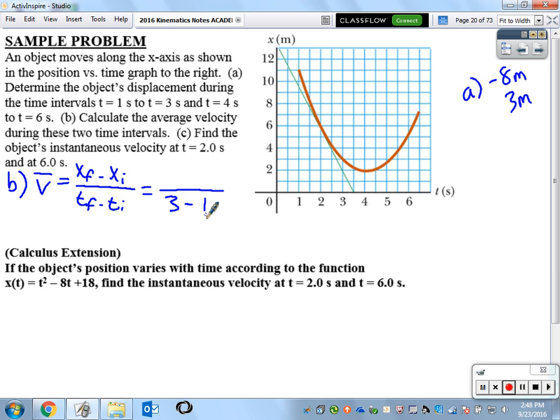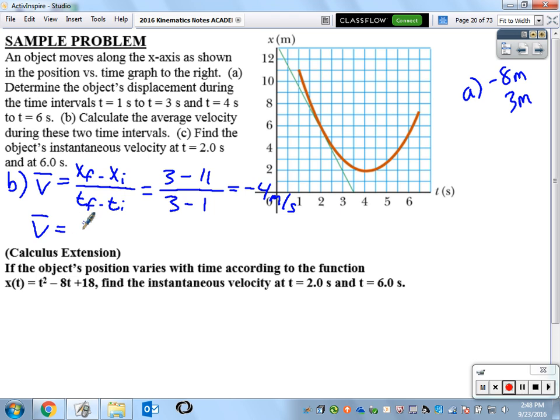Okay, we look it up. That would have been 3. Then at 1 second, we just chatted about these points. That would be 11. So that would be our negative 8 meters over 2 seconds. That would give us negative 4 meters per second. So our average over that range from 1 to 3 seconds would have been negative 4 meters per second.